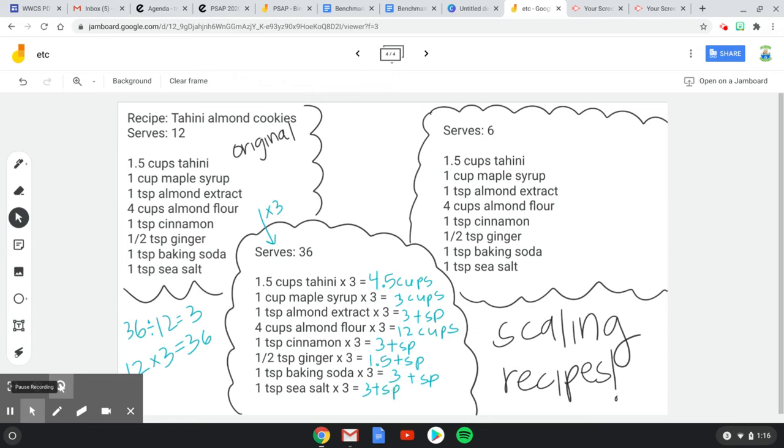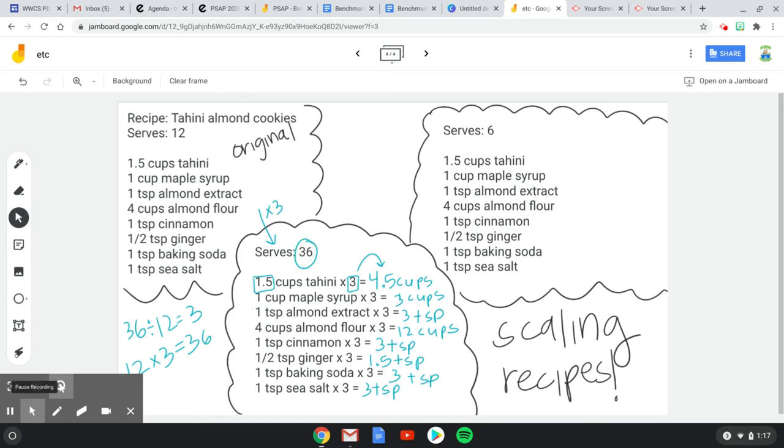So when I need to make 36 servings, I'm looking at these numbers and multiplying by 3 to get my new answer. Anytime you need to make a recipe bigger, or make more of that recipe, you are multiplying. More servings means you're multiplying. In this case, we multiplied by 3 because 12 times 3 gives me my 36 servings.